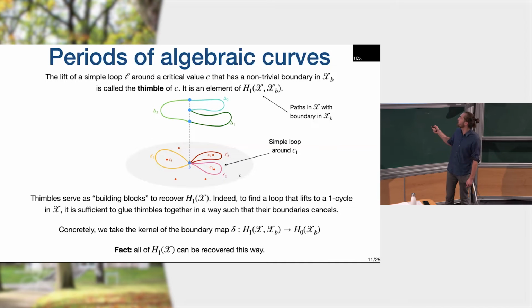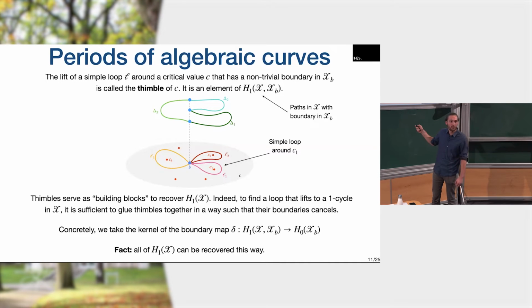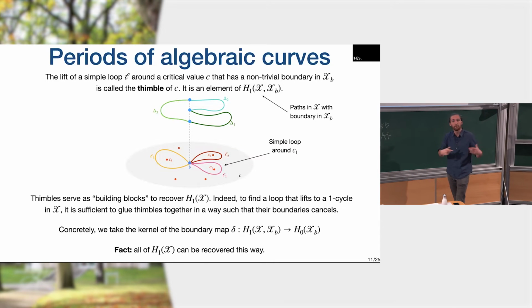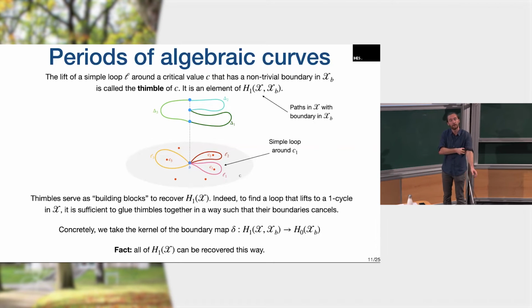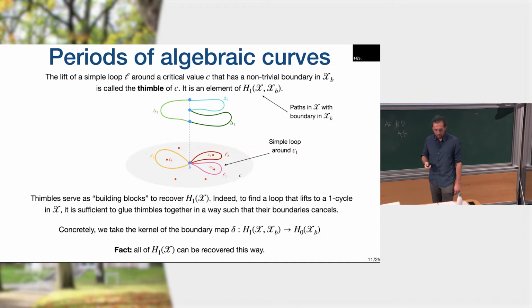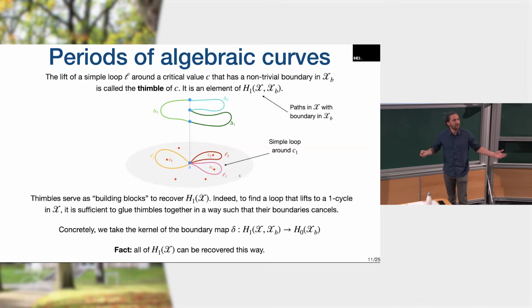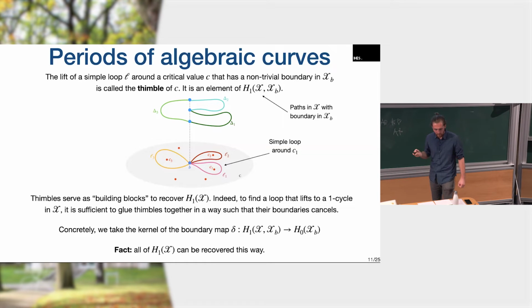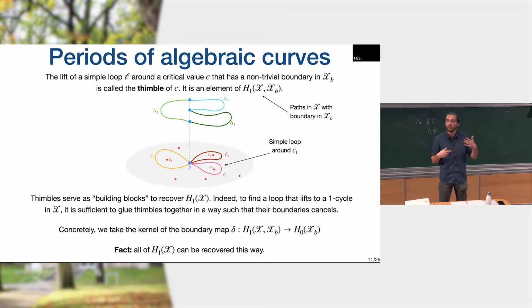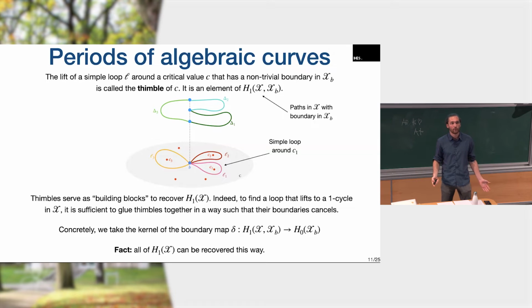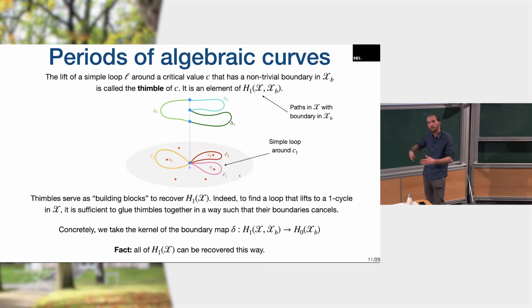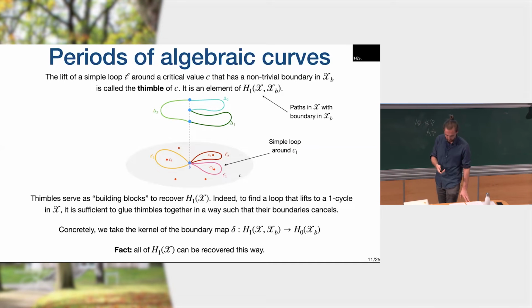Namely, if you take several thimbles, for instance, here, if you take the sum of delta 1, delta 2, and delta 3, you can see that their boundaries cancel each other. And so when you take that union, you get an actual loop in your elliptic curve, and thus you get an actual one cycle of your elliptic curve. And concretely gluing them together just means taking the kernel of this boundary map that goes from the thimbles to the points in the fiber. And the point is that if you do this, you can actually recover the entirety of the one cycles of your elliptic curve. And this is the example of one elliptic curve. This remains true for any algebraic curve.